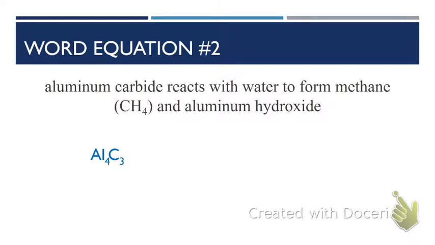Turns into Al4C3. And I say that this reacts with, so that's our plus sign, water. We need to know water is H2O. To form is our arrow. Methane, it tells us, is CH4. And then aluminum hydroxide, okay? So "and" is the plus sign. And then aluminum is Al, like we saw before.